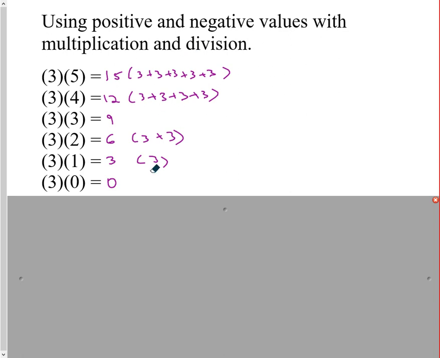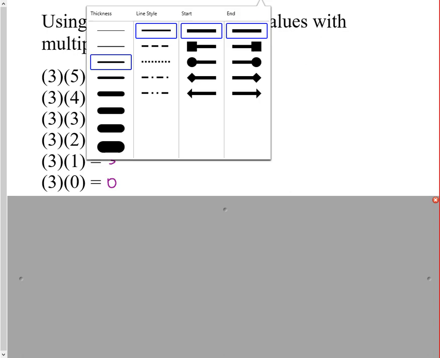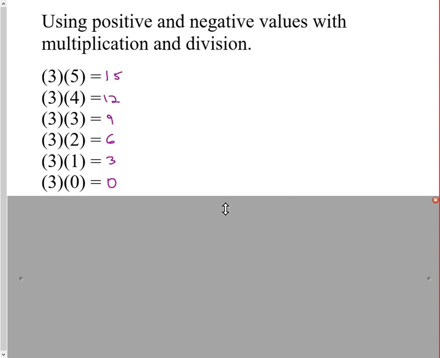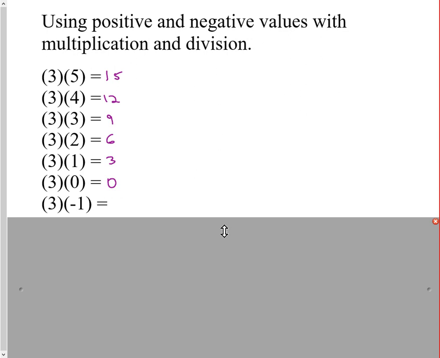I'm going to erase that just so it doesn't look like I'm multiplying by all those things. But you get the idea here that we have 5 threes, then 4 threes, then 3 threes, then 2 threes, then 1 three, then 0 threes, and finally we end up with negative 1 three. So 3 times negative 1 is negative 3.